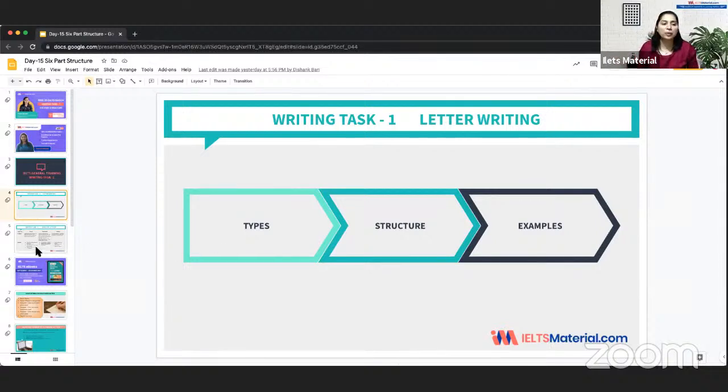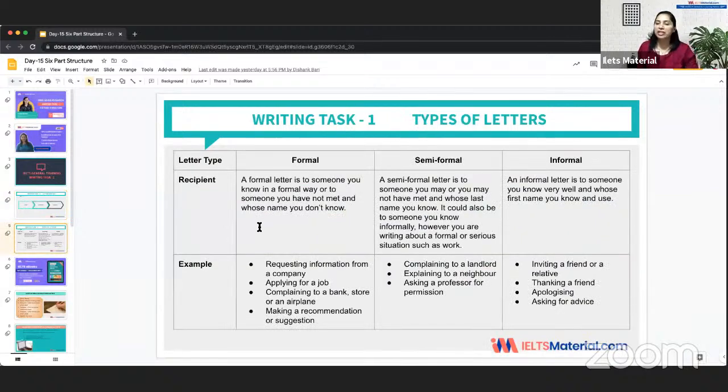So let's continue with the exact knowledge about formal, semi-formal, and informal letters. Now, a formal letter is to someone whom you do not know. You have not met that person. You do not know that person.